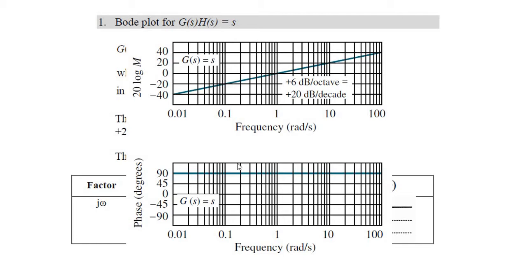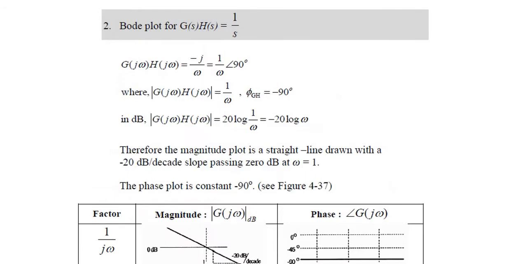And also for the phase, there will be no problem. In this case, we start the scale at 0 for the phase, 45, minus 45 and 90. So for s, the phase will be 90 degrees all over the scale. The next one is 1 over s, the inverse of the first one, so the only difference is in the slope direction.